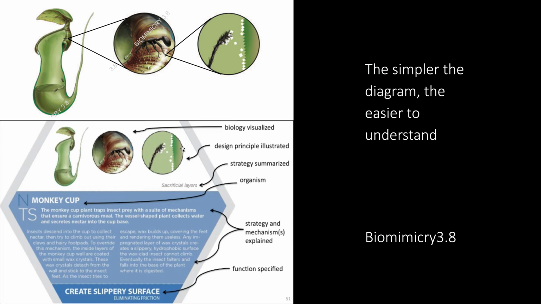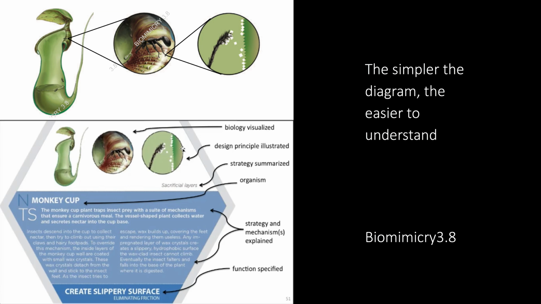The pitcher cup is also called the monkey cup, and that will be the organism. I also prefer to have the scientific name in here as well. And then you can see the summary will be: the monkey cup plant traps insect prey with a suite of mechanisms that ensure a carnivorous meal. The vessel-shaped plant collects water and secretes nectar into the club base. So this will be the collection of the strategies and the mechanisms explained even further below, that the insects will descend into the cup to collect the nectar, and then they'll try to climb out using their claws and hairy foot pads. To override this mechanism, the pitcher plant has the inside layers.